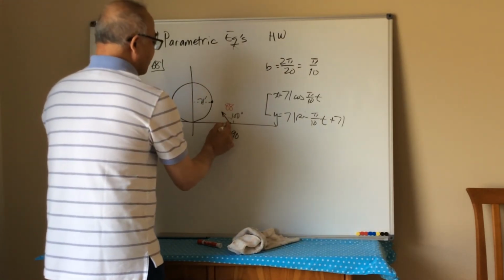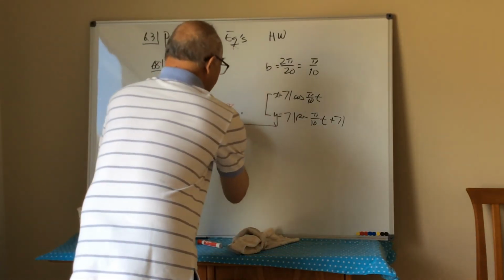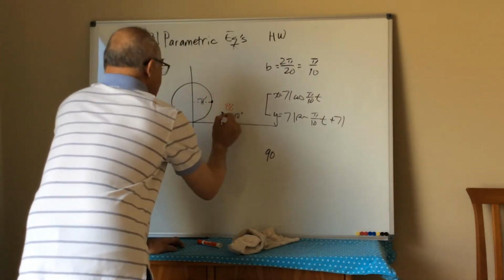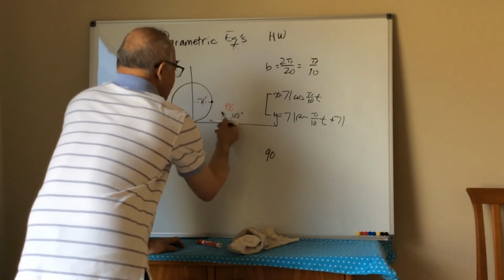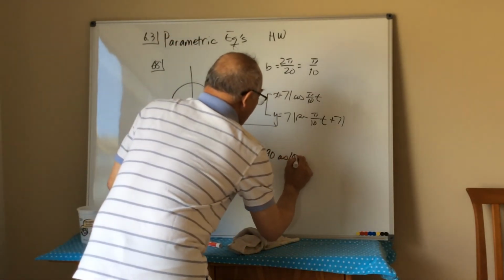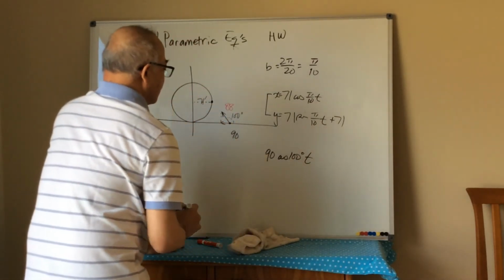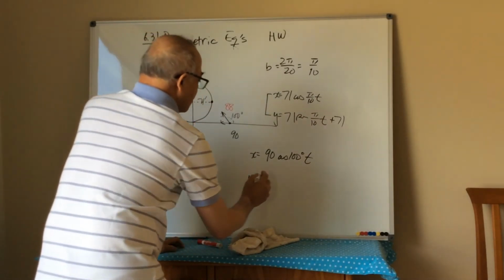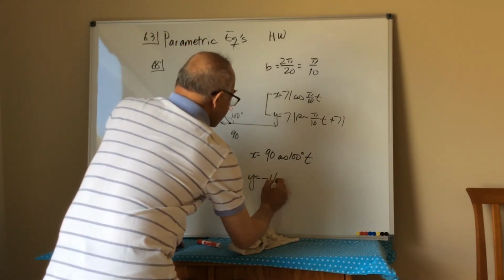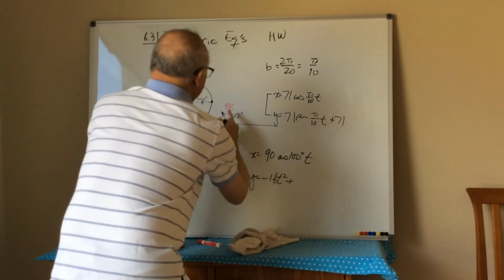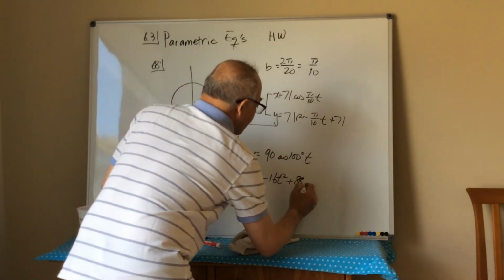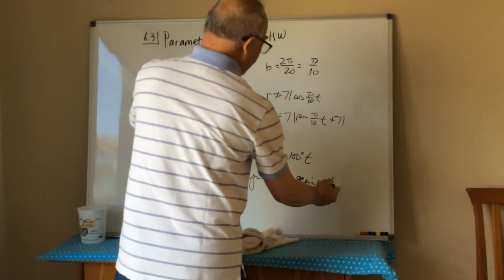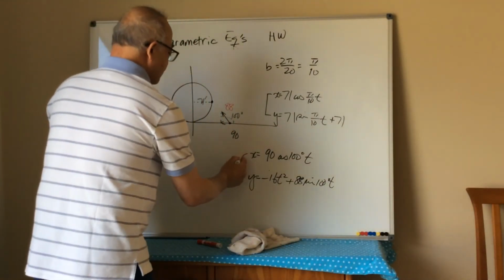Now the ball that's leaving from here is going to be what? In the x direction, you're going 90, and from 90 you're going this way. So it's going to be 90 plus 88 cosine 100t, and that's the x. The y is going to be equal to negative 16t squared plus 88 sine 100t. And since it's at 0, there is no constant here. Okay? So there you go.